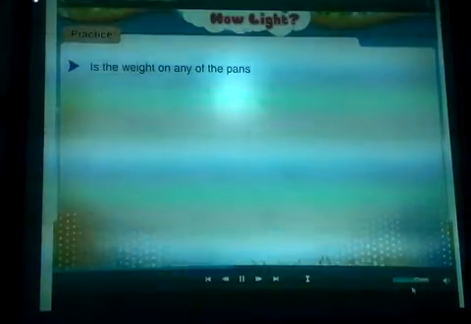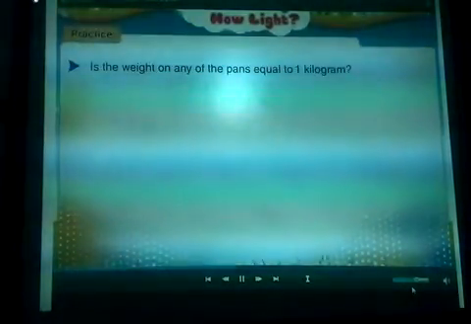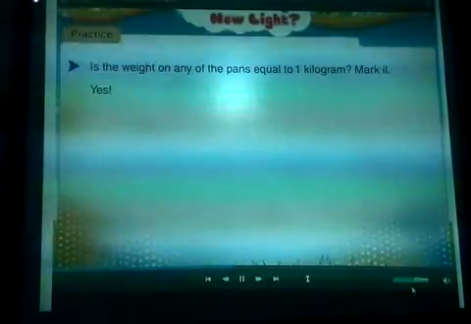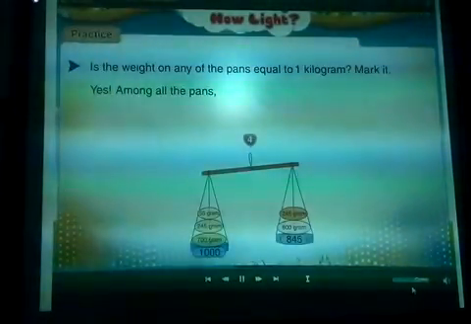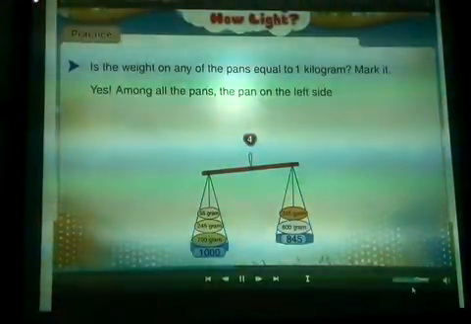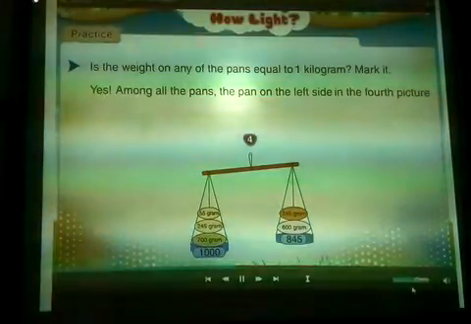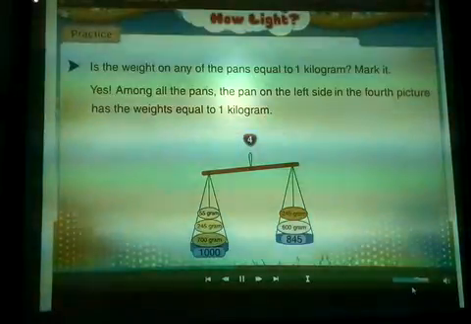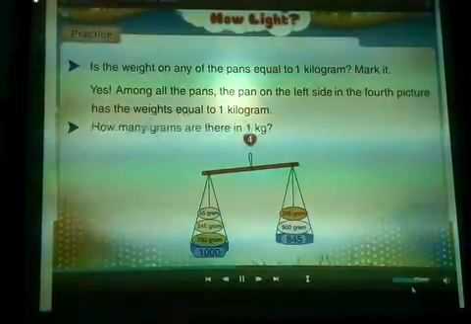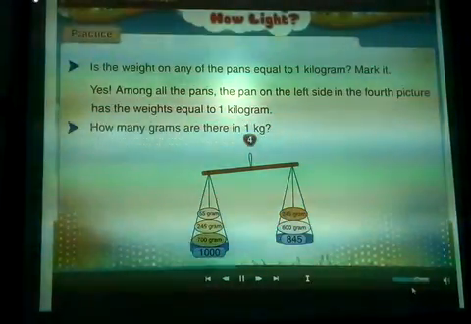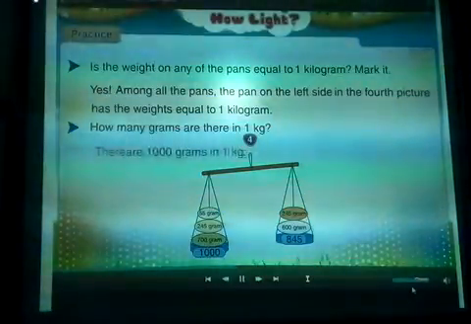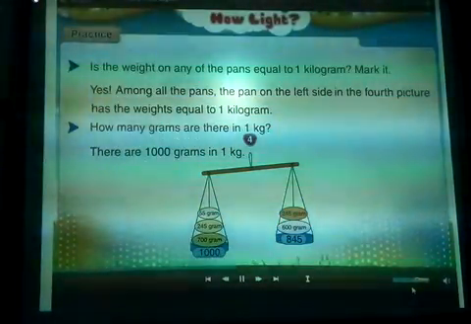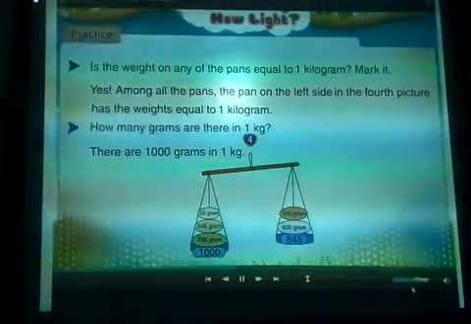Is the weight on any of the pans equal to 1 kilogram? Mark it. Yes. Among all the pans, the pan on the left side in the fourth picture has the weights equal to 1 kilogram. How many grams are there in 1 kilogram? There are 1000 grams in 1 kilogram.